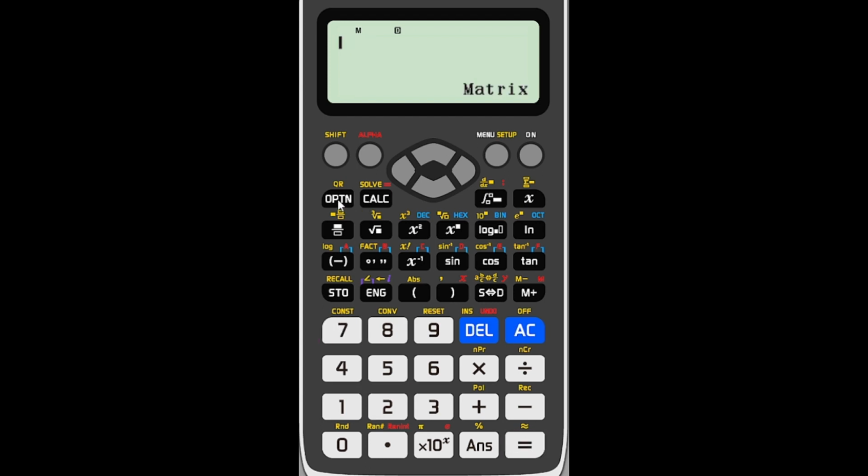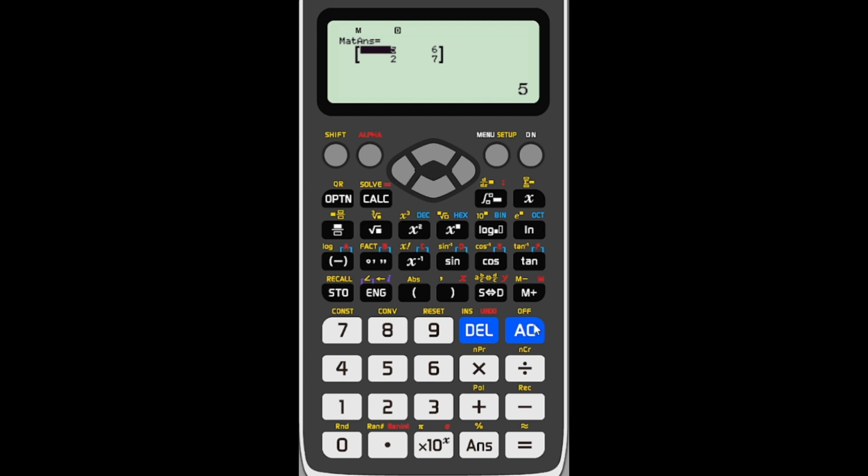So now these matrices are stored. We go to options. We press 3 for matrix 1. It will give me the matrix A that we have stored in it. Then we press options again, then we go to 4. By hitting 4, we get matrix B, and it gives me the matrix B that is stored.